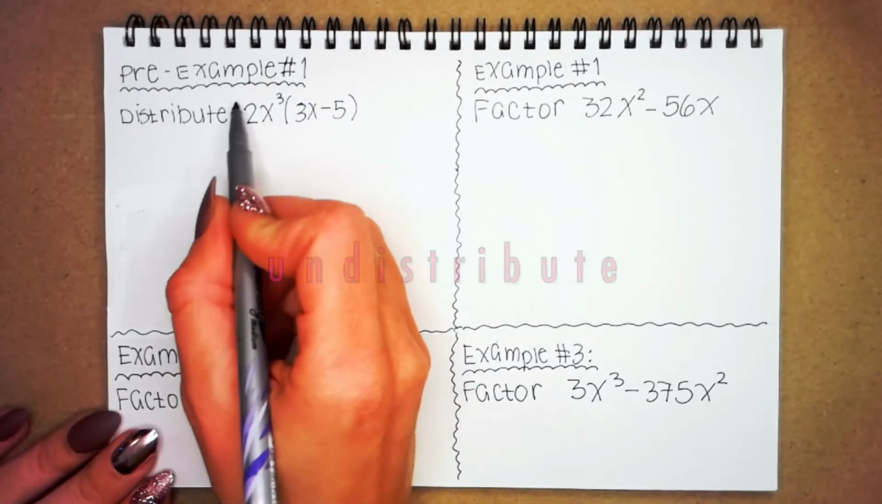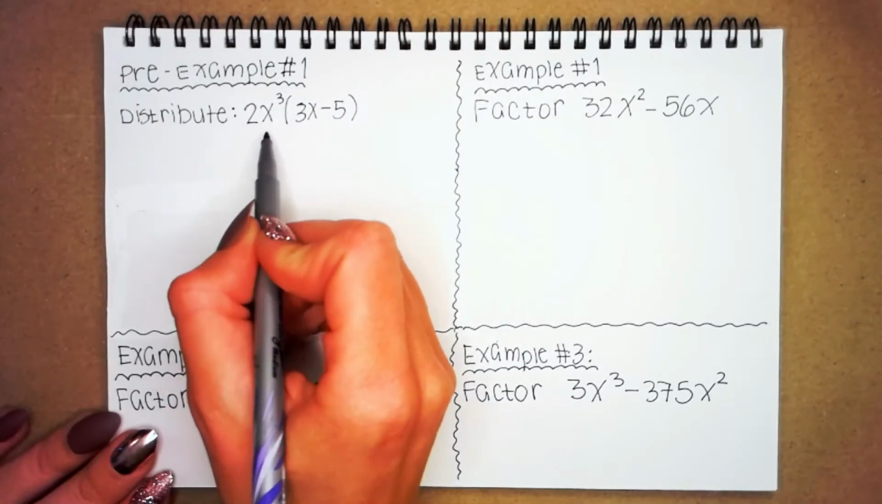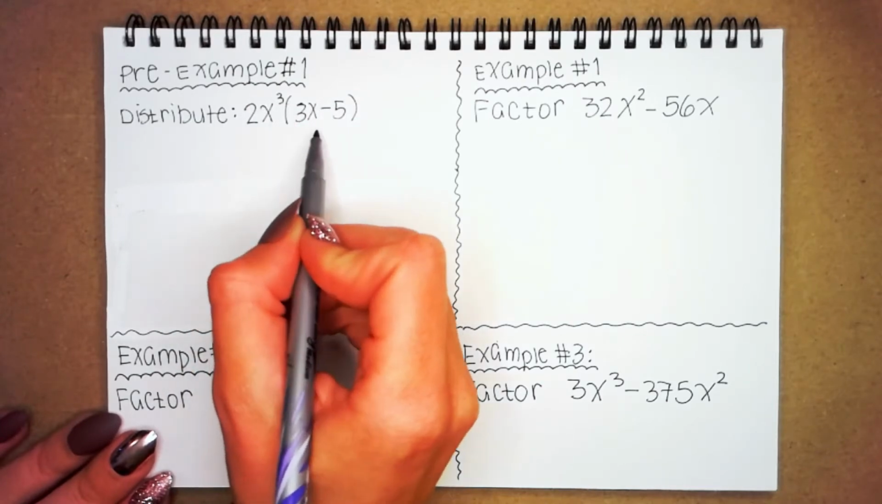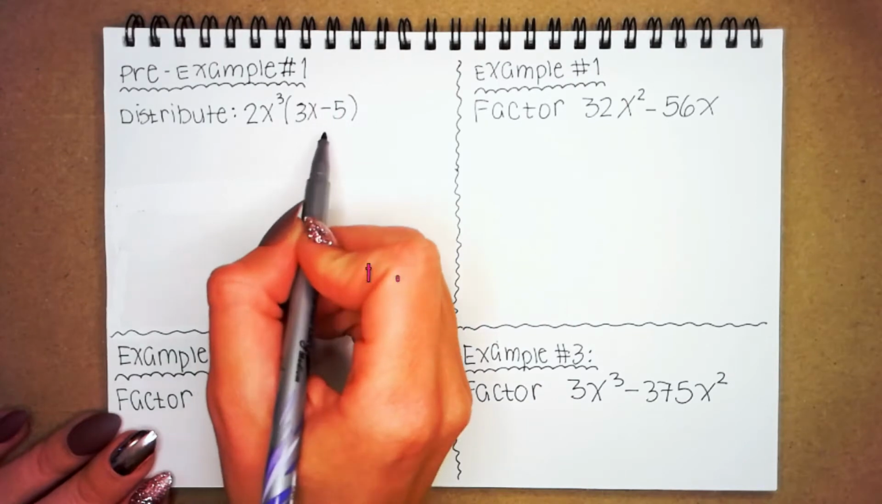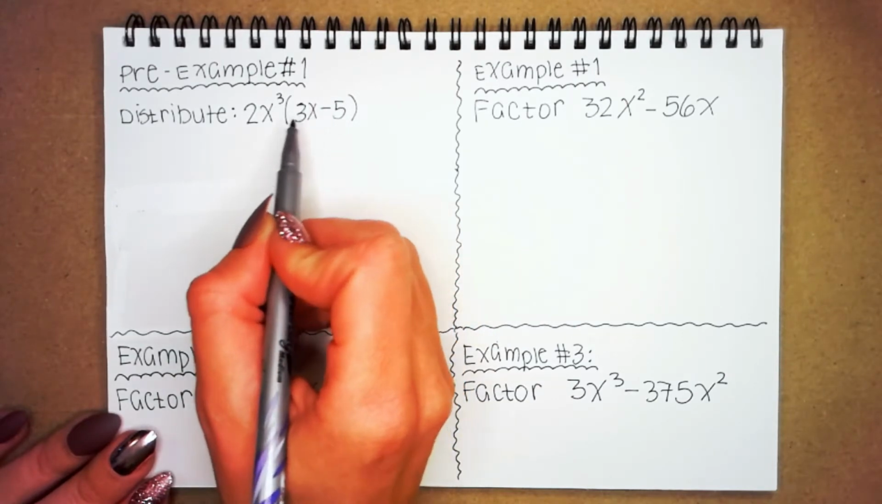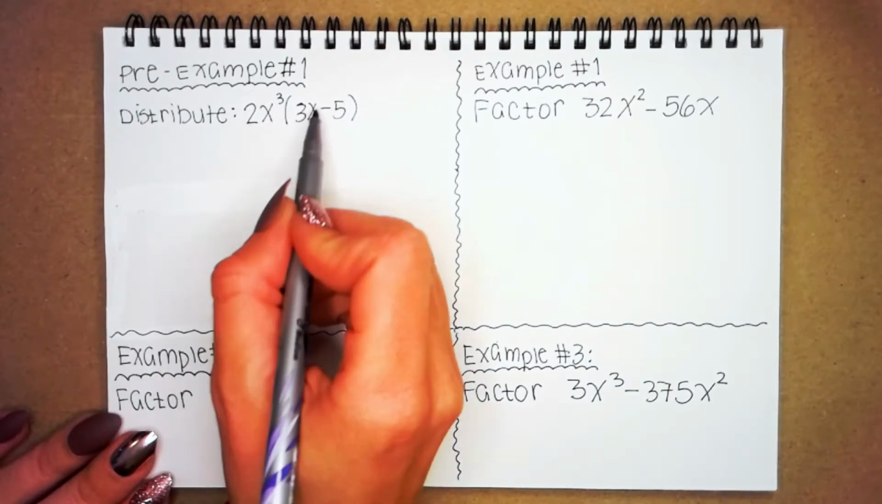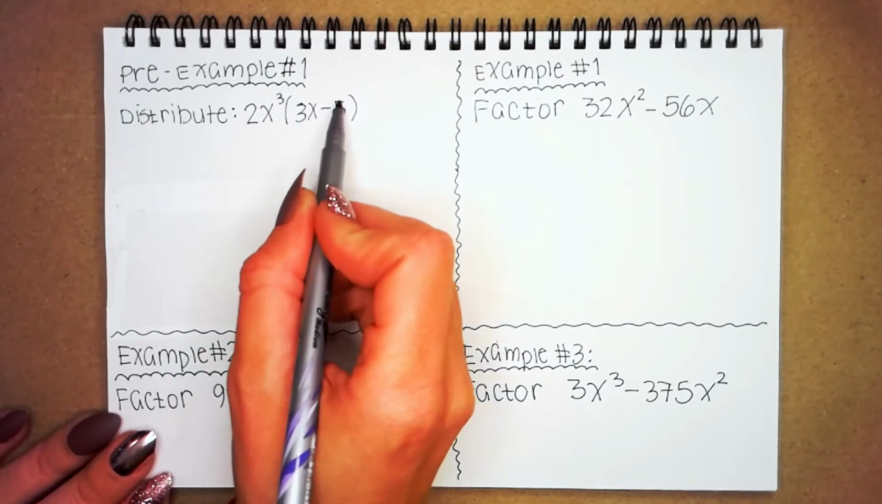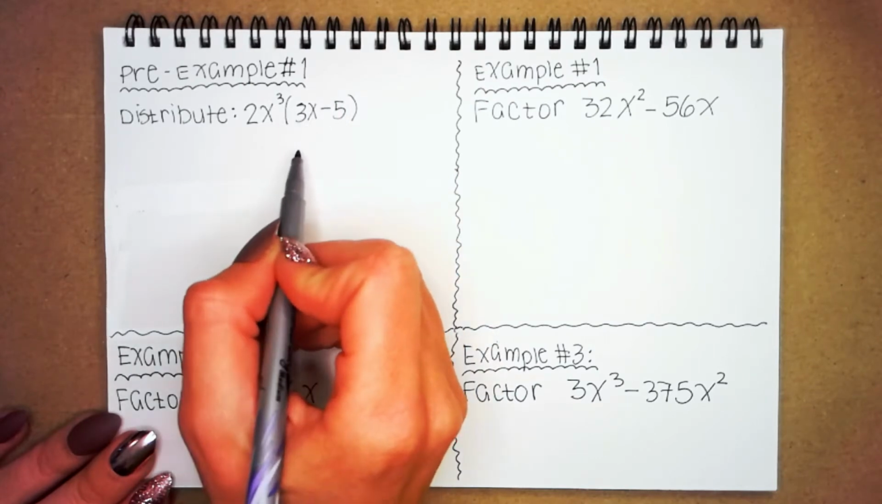When we distribute, we're going to multiply 2x to the 3rd power by each term inside of this set of parentheses. Terms are separated by plus or minus signs, not by multiplication or division. That's why 3x is one term in this quantity and 5 is another. 3 and x are not 2 separate terms.